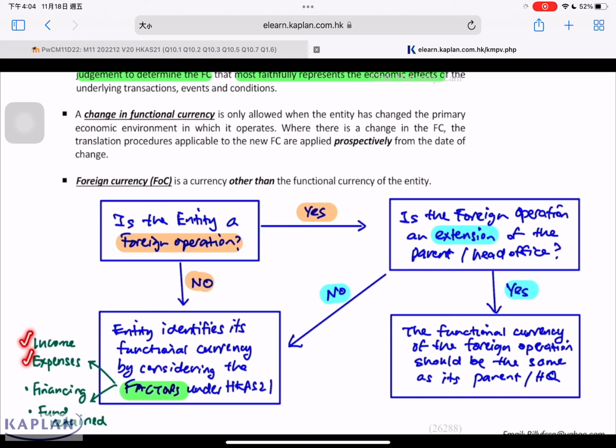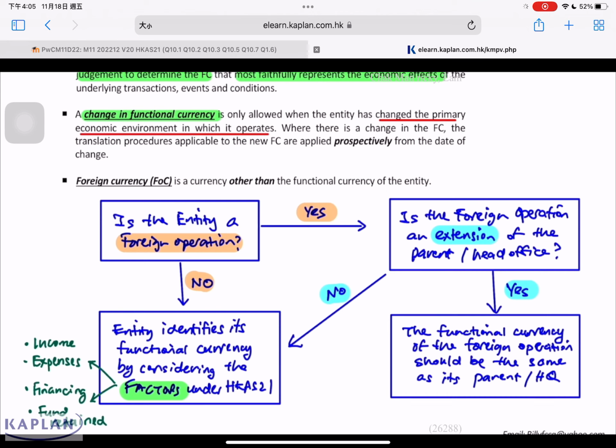If we consider the primary factors and it's not conclusive, not obvious, then we consider the secondary factors. When the company issues loans or shares, what currency do they use? When we receive money from customers, in what currency do they want to keep the money? These are secondary factors. Can we change our functional currency? Generally, we should not change functional currency unless there is a change in the economic environment in which the entity operates.